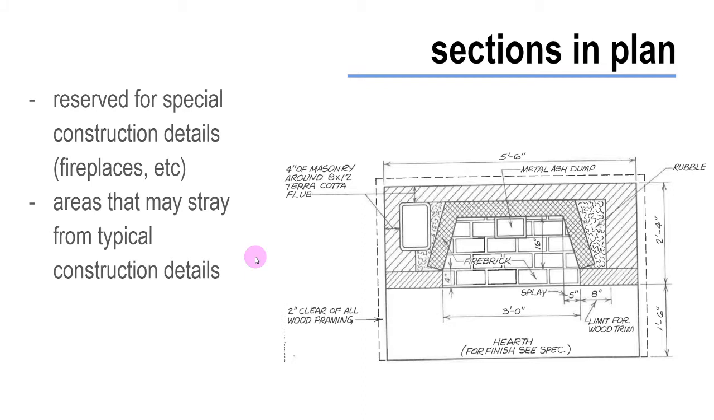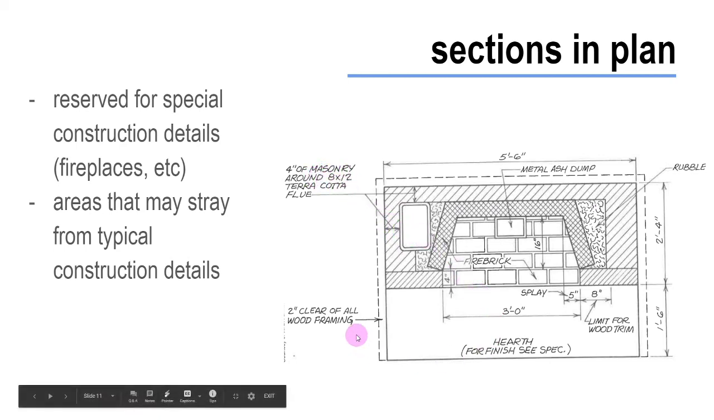Now, you can have sections in plan view, so you can have sections from above. So here's an example of a fireplace in section. We're looking at it from above, but as if we had cut it open, so this way we can see where different pieces of masonry are going, and make sure our wood framing is nowhere near our fireplace.